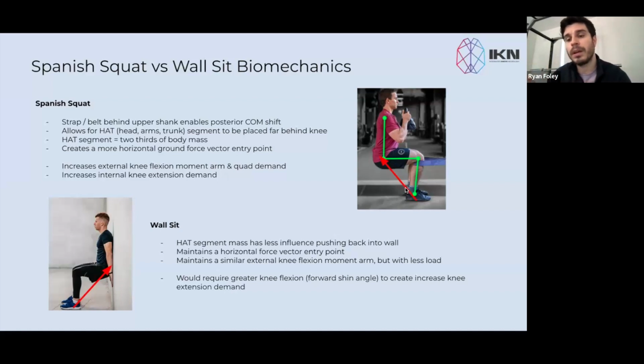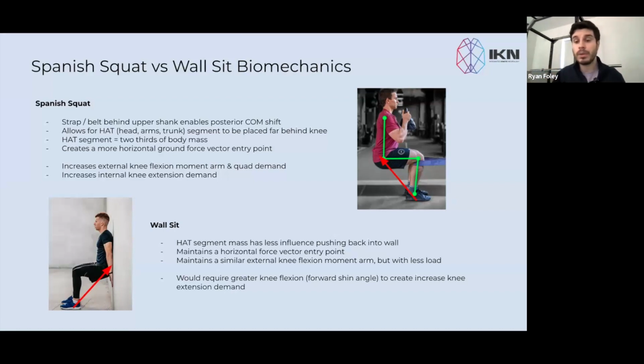So that's what the Spanish squat affords you the ability to do: shift the center of mass further backwards, but it also allows you to really shift the entry point of that external ground reaction force vector into the system much farther behind the knee to increase the external knee flexion moment arm. That entry point of the ground reaction force vector, combined with the fact that the head, arms, and trunk, which make up 2/3 of your overall body mass, are pulling the knee into greater flexion via the femur, combine to really increase the demand on the knee extensors.